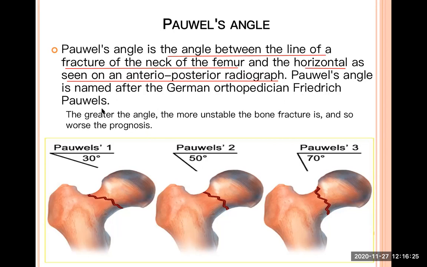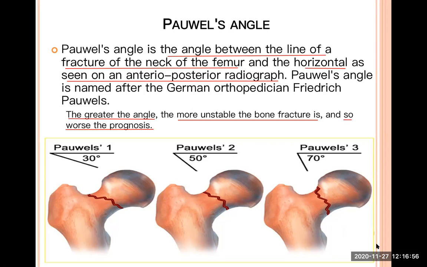What is the importance of this Powell's angle here? The greater the angle, please pay attention, the more unstable the bone fracture is, and so worse the prognosis. Now, in this case, the Powell's angle is 30 degree. In the second one, the Powell's angle is 50 degree. And the third one, Powell's angle is 70 degree. So you can clearly tell me which fracture is having worse prognosis here. Which one?